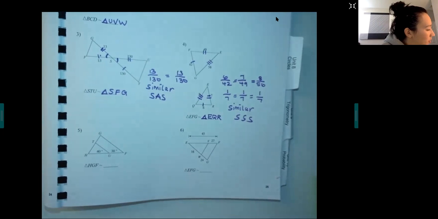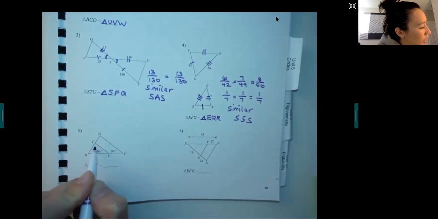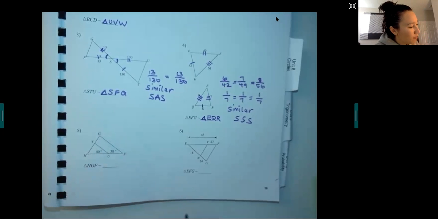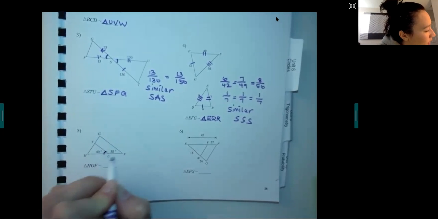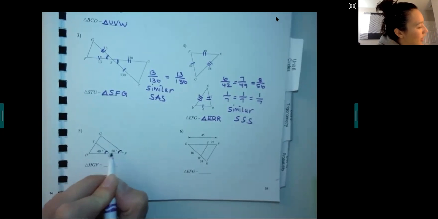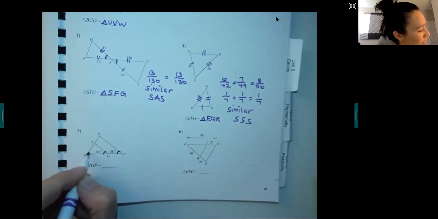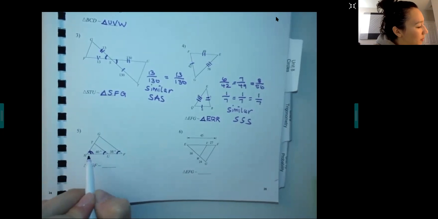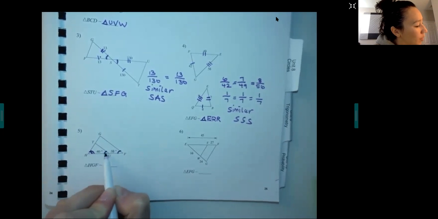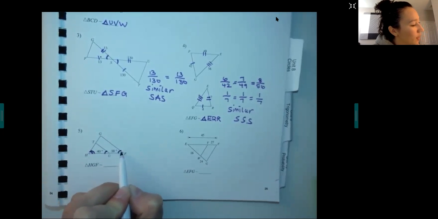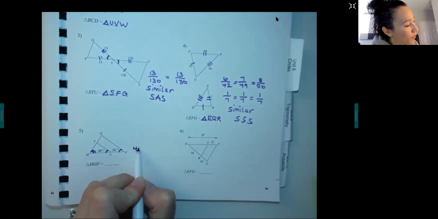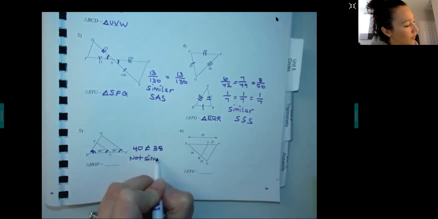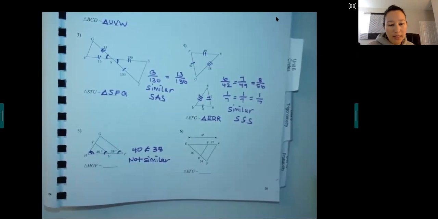Okay, number 5. We have two different triangles, HTU and HGF. All we're given here are these angles, and they share this angle, right? So we have one angle, and we're trying for angle. The problem is, yes, they share this one angle, but then this angle is 40 and this one is 38. So 40 does not equal 38, so they are not similar. We can't use angle because two of the angles are not the same.